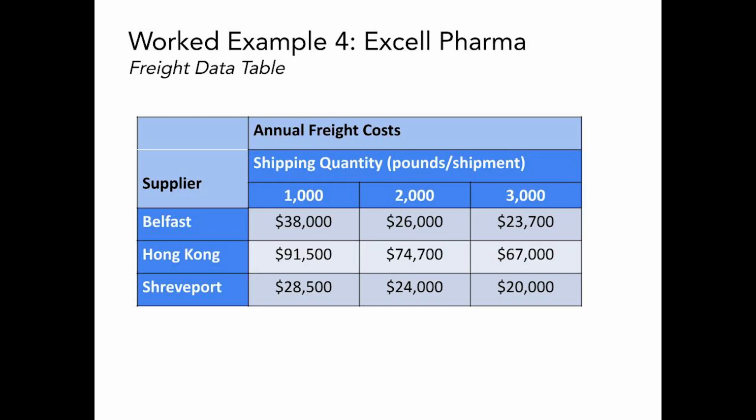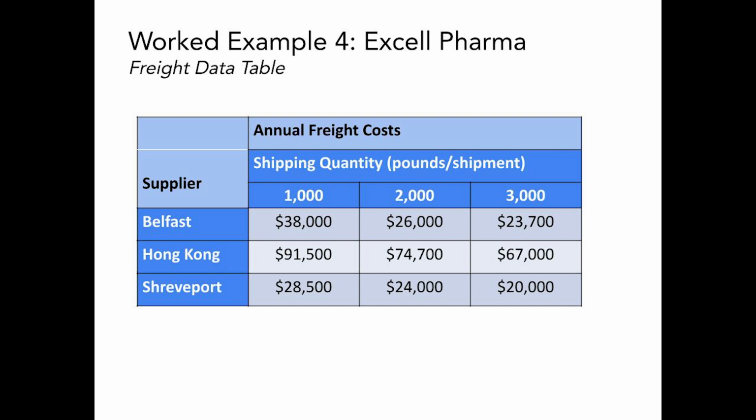Let's dissect the freight cost data we've collected, an essential component of our total cost analysis. This data illustrates the annual freight costs associated with different shipping quantities for Excel Pharma, our case study company focused on diabetes medication. Considering the annual requirement of £30,000 of a key semi-processed raw material, we evaluate various shipping lot sizes to determine the most cost-effective approach.